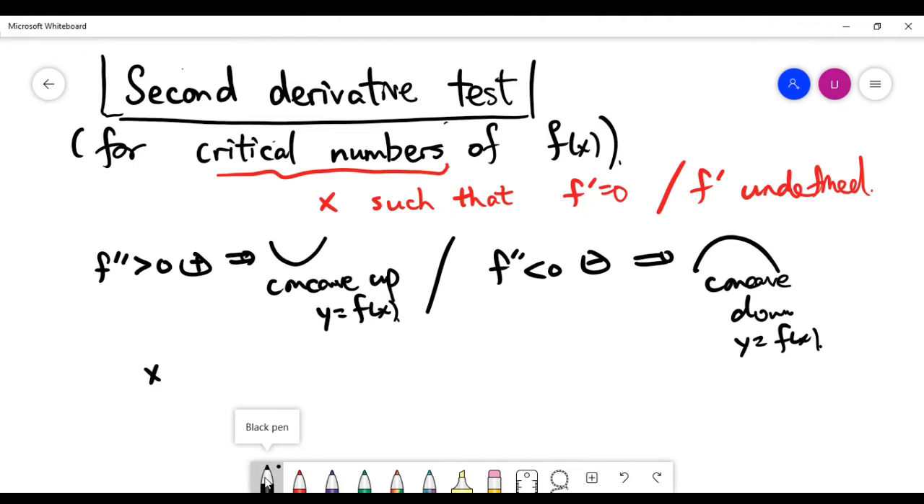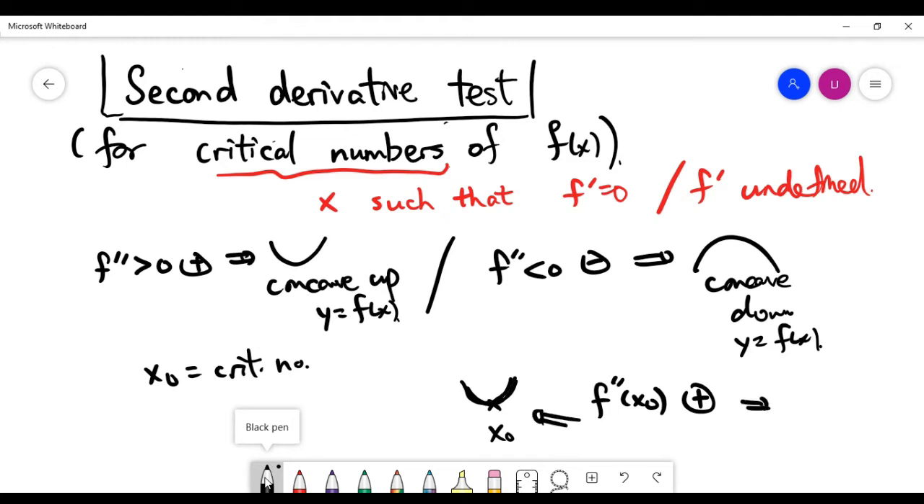For example, let's say x naught is a critical number, and if you compute f double prime at this point, let's say it is positive. So what does it mean? It means, locally speaking, we expect that the shape around this point is concave upward. That's the meaning of concave upward. And it automatically implies that at the point x equals x naught, it is a local minimum.